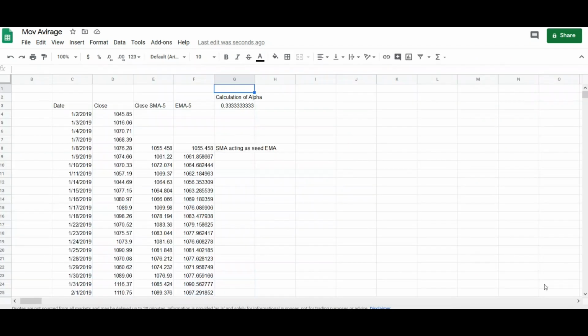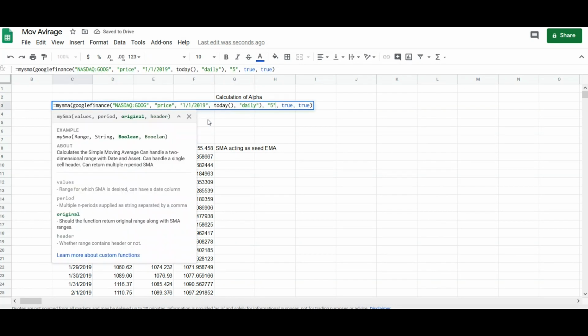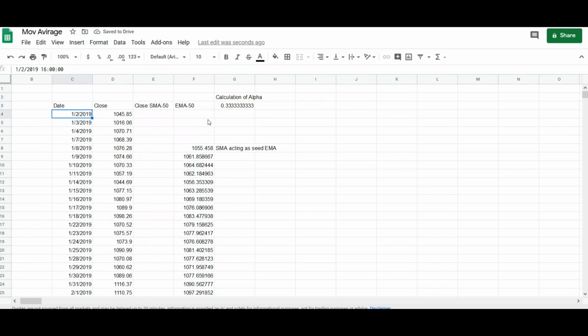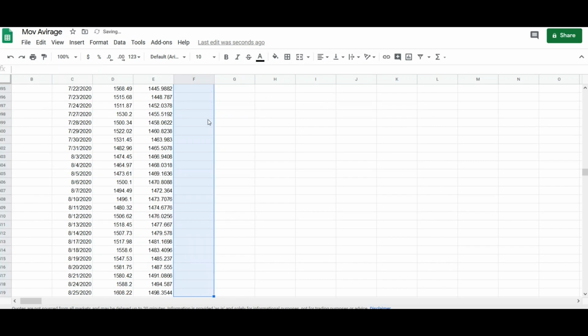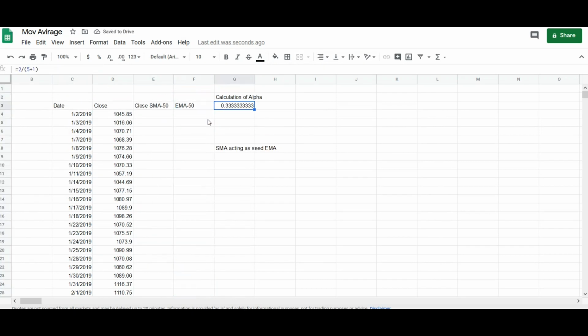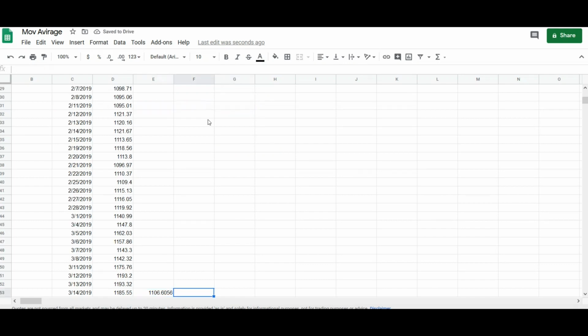So let's try a 50-day moving average. Let me update my SMA function for 50-period SMA. I'll delete the 5-period EMA calculation. Let's calculate the new alpha, which is 2 divided by 50 plus 1. So the current observation will have 3.9% weight in this case, and prior day EMA will have about 94.1% weight.